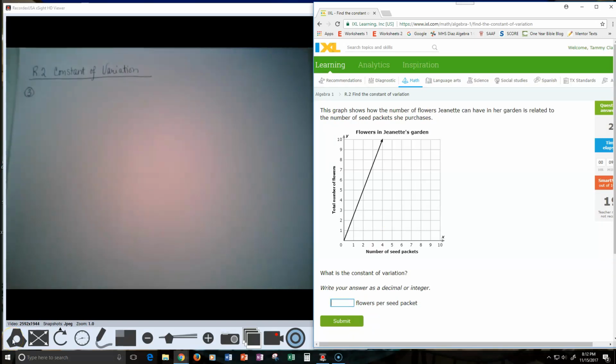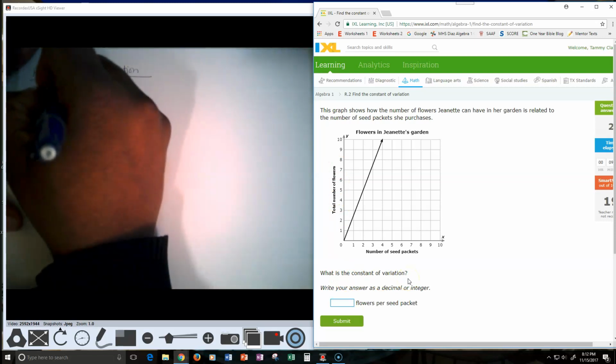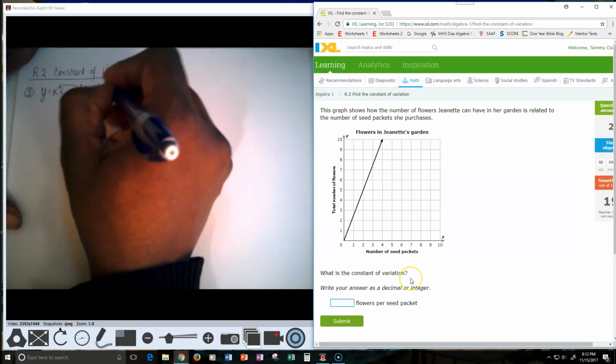All right, we're going to look at a third example. This graph shows how the number of flowers Jeanette can have in her garden is related to the number of seed packets she purchases. So here are X values, the number of seed packets. Output, or Y, is total number of flowers. What is the constant of variation? We're going to just keep doing the same thing over and over again.